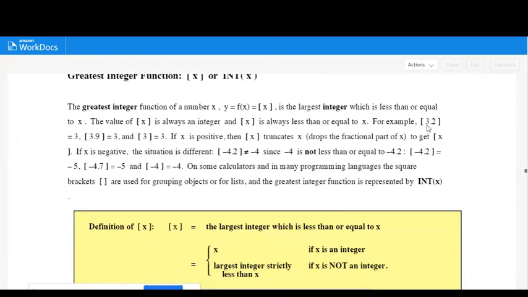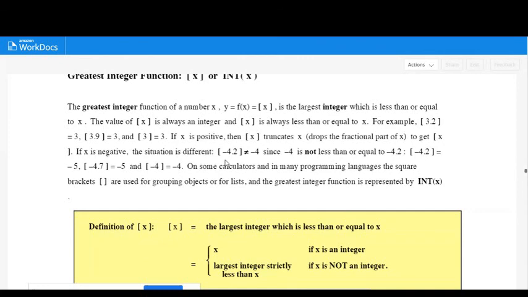For example, greatest integer of 3.2 is 3. Greatest integer of 3.9 is 3, not 4. Kasi it should be less than sa kanya. And then the greatest integer of 3 is 3. Less than or equal sa kanya. Pero kung negative naman, iba yung rule niya.